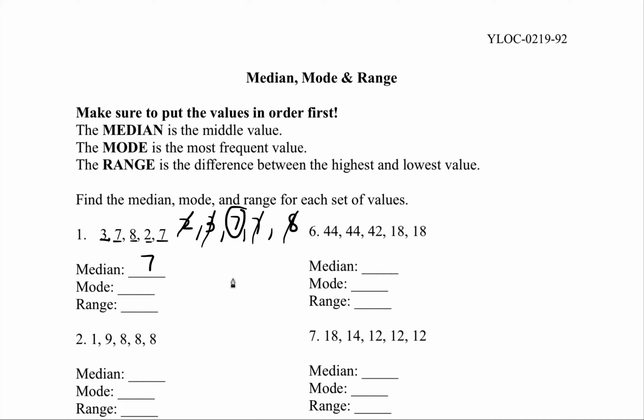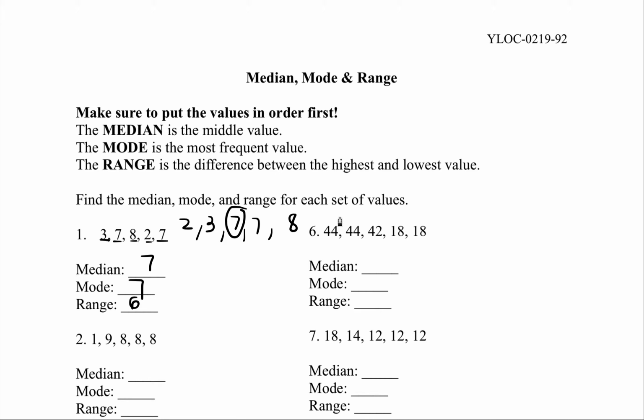And mode is the number that comes up the most, and as you can see, there's only one 2, one 3, but there's two 7s, so 7 is the most frequent value here. And the range is the difference between the highest value and the lowest value, so 8 minus 2, which is 6.